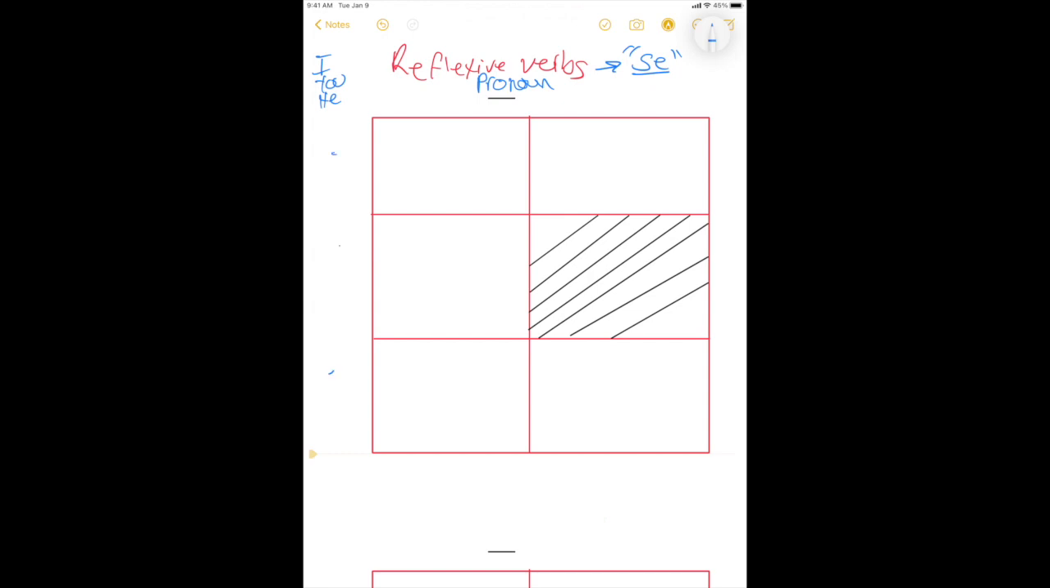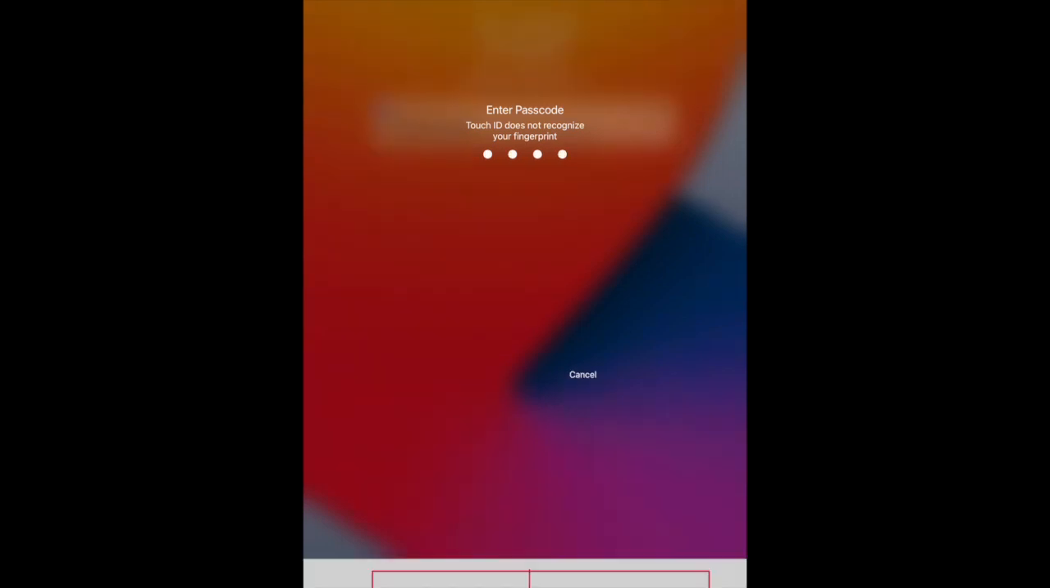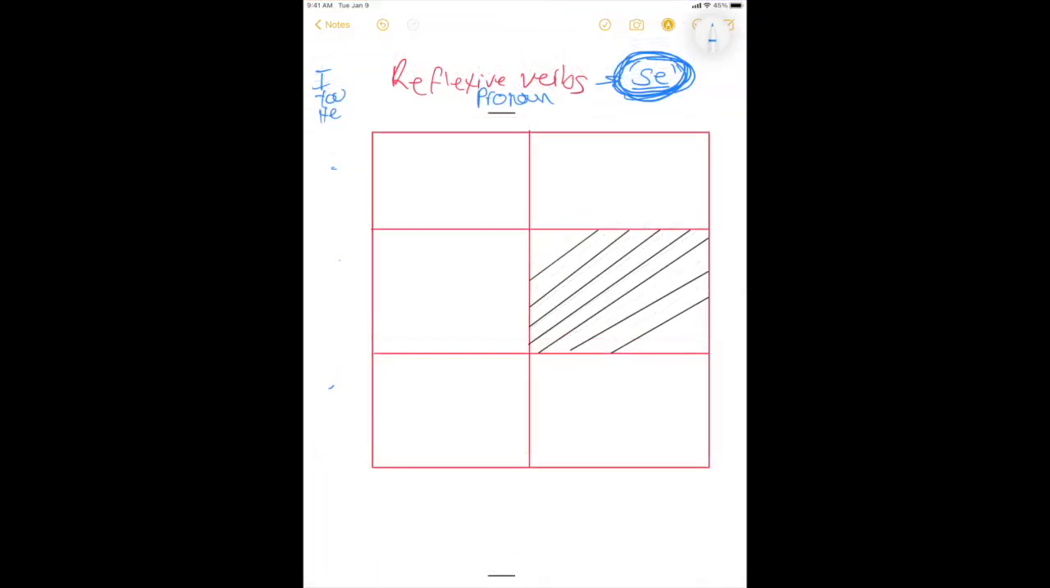Now, what we need to understand about the reflexive verbs is that when we work with these, we're going to take this pronoun that's at the end and move it to the front of our verb, detached. The only reason it's attached to the end of our reflexive verb is to let us know that this is a reflexive verb and we're going to treat it a little bit differently.